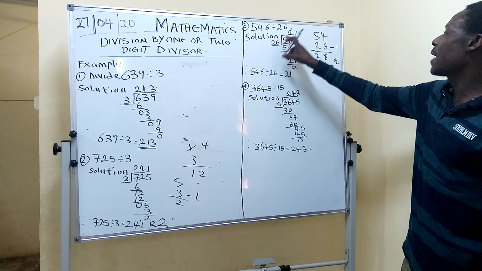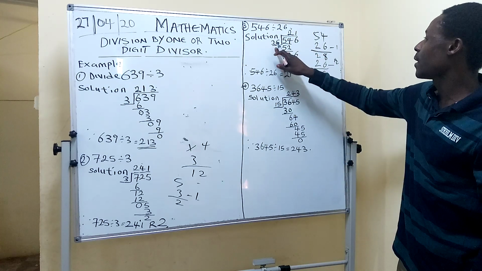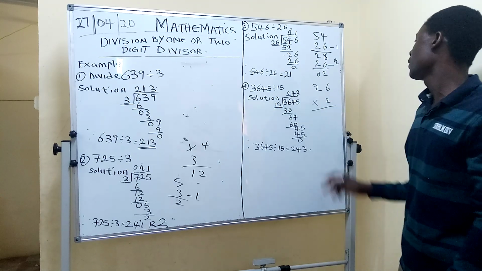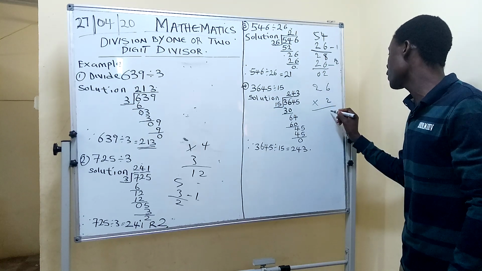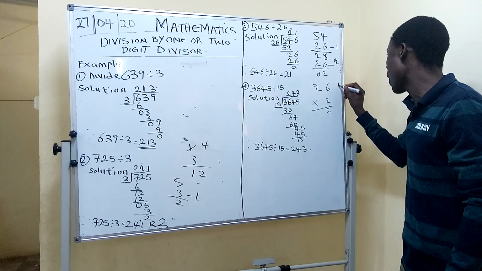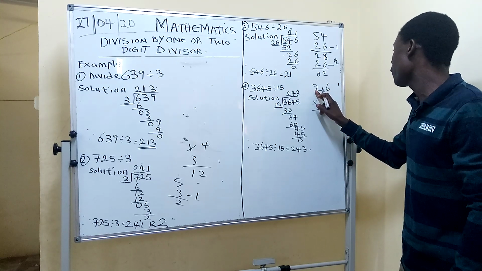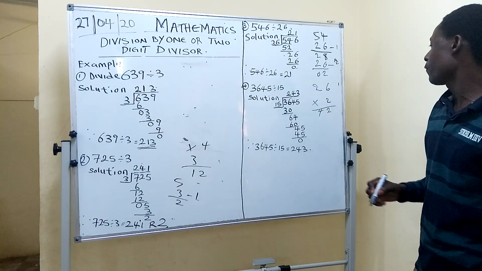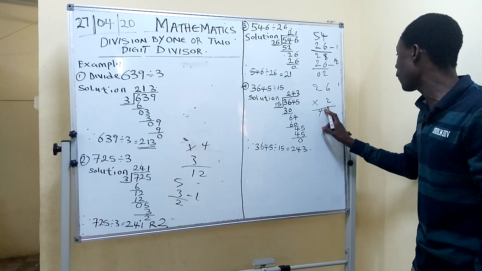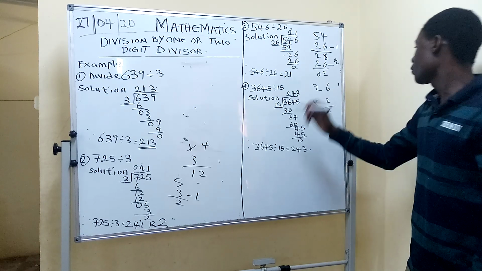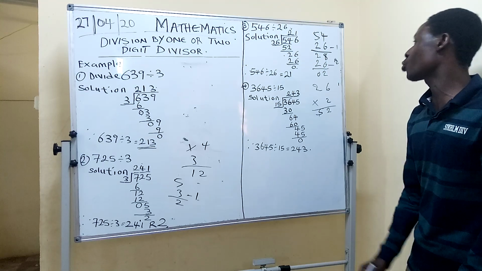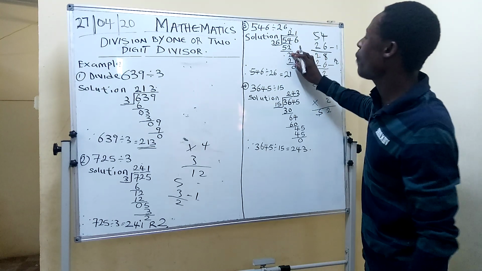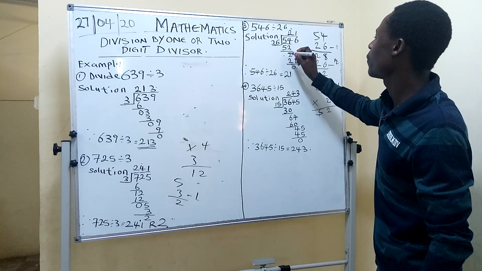Now 26 times 2. You said 26 times 2. 2 times 6 is 12. You keep 1. 2 times 2 is 4. Plus 1 you keep. We have 52. Now, you now say 2 removed from 4. You have 2. 5 removed from 5 is 0.